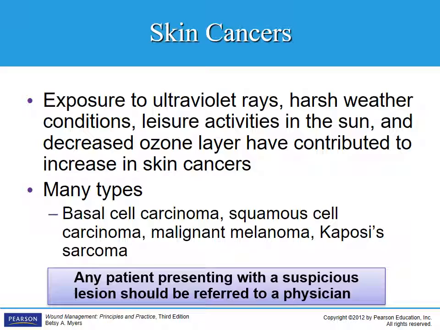And then there's a couple of different types. Basal cell carcinoma, squamous cell carcinoma, malignant melanoma, and Kaposi sarcoma. The last one is rarely seen unless the patient is HIV positive, because with Kaposi sarcoma, most people's immune system takes care of it before it becomes a problem, which is why the patient with HIV would be the only patient that you generally see this with.